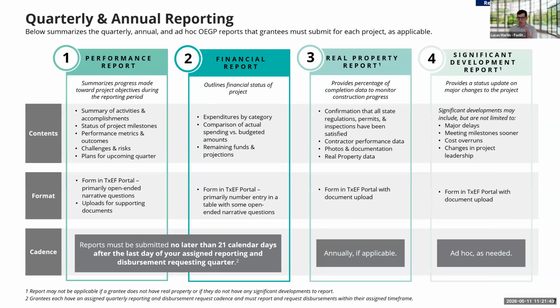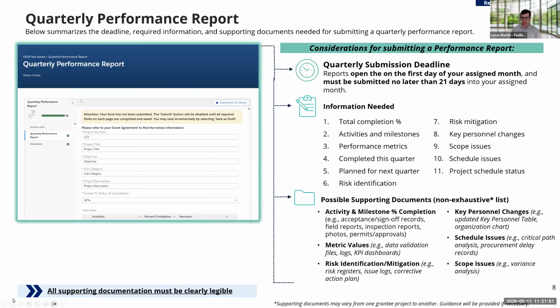So, without getting into too much of the details on this slide, we'll maybe jump into a double click of each of the reports here. The quarterly performance report is intended to capture progress against the plans that we've been working through for the better part of the last several months. So it shouldn't come as a significant surprise. It's just that now you're reporting against those activities, milestones, and metrics that have been enumerated in the project plan document.